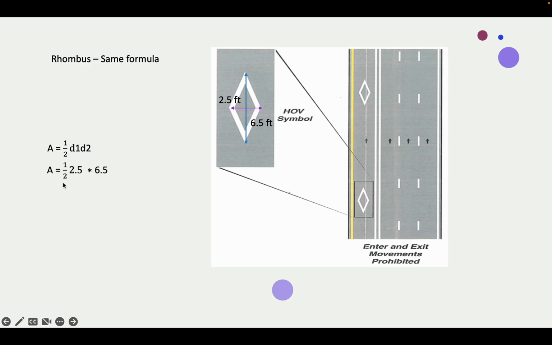Area equals 1/2 times 2.5 times 6.5. I like to go left to right, so half of 2.5 is 1.25 times 6.5. Next step is to multiply that out. 1.25 times 6.5 into my calculator returns 8.125. Ta-da! All right, we're going to go ahead and practice calculating the area for trapezoids, kites, and rhombuses. You can do it.